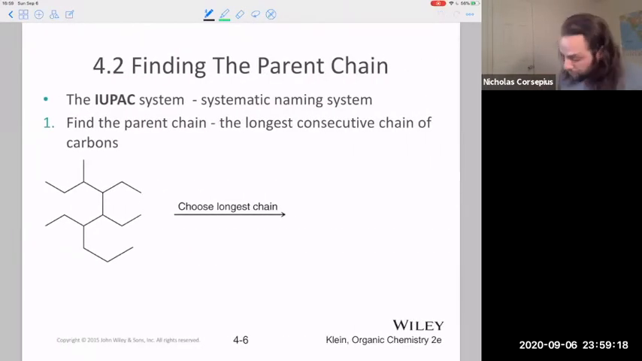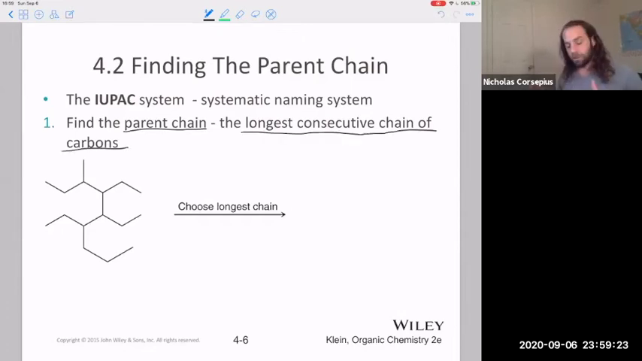So what do I mean by finding the parent chain? So the parent chain is the longest consecutive chain of carbons. So given a molecule like this one here, we're going to go through and find the longest consecutive chain of carbons. Okay, so at first, you'll get pretty good at this once you practice, but at first it's just kind of a guess and check thing. You're going to start at one end and start numbering. 1, 2, 3, 4, 5, 6. Okay, is there one longer that I can find? I'll use a different color. 1, 2, 3, 4, 5, 6, 7, 8. All right, so that's already better than my first one.